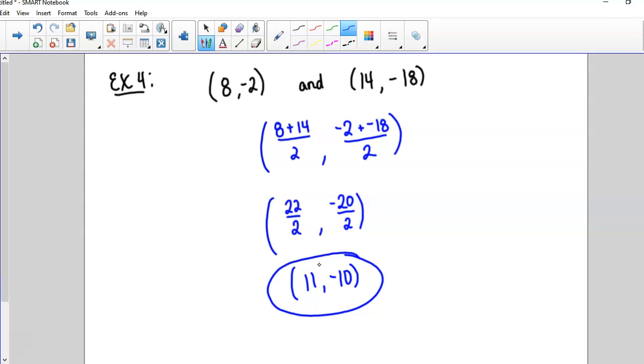You will go to IXL B9, get yourself a SMART score of 90 on that, and let me know if you have any trouble.